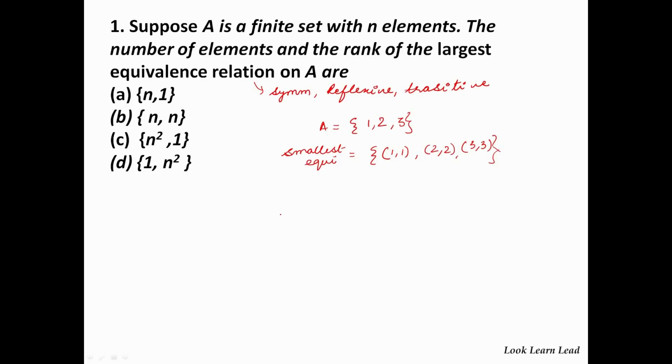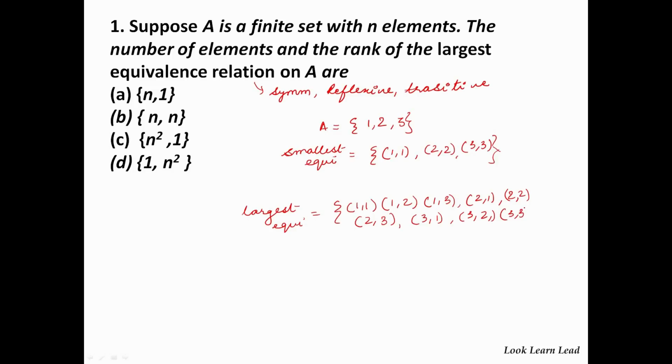So what would be the largest? The largest equivalence relation would contain all the combinations. It would contain (1,1), (1,2), (1,3), and (2,1), (2,2), (2,3). In the same way it would contain (3,1), (3,2), (3,3). So it would contain all the elements.